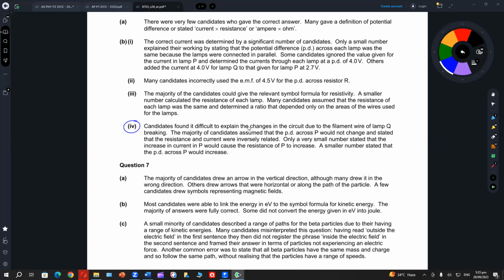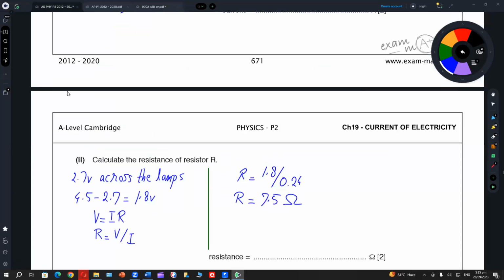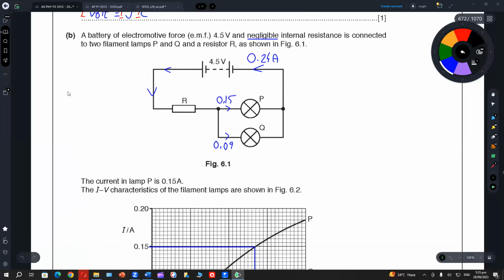Now, if you have read it, we can go back to the question to reconnect our discussion. And the examiner says Q has broken. So it means Q is gone. If Q is gone, the lamp P and the resistor R are now in series. Imagine the circuit is like this. The resistor R and the lamp P, they are in series. Everything else is the same.